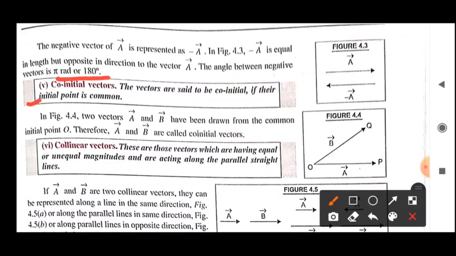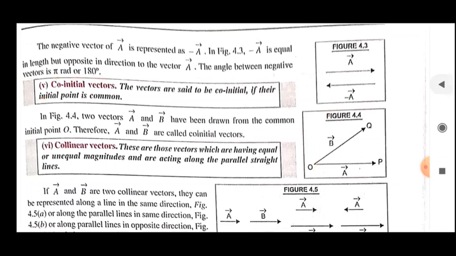Now let's see the fifth definition, that is co-initial vectors. Vectors are said to be co-initial if their initial points are common. Like in this figure, you can see the initial point is O, and we have drawn a vector OP and a vector OQ. So OP and OQ have a common point, so they are called co-initial vectors.